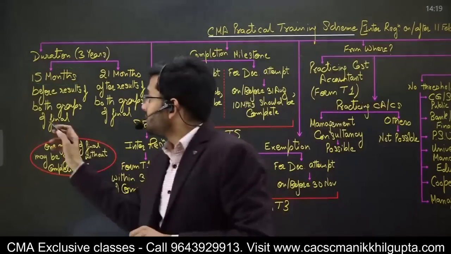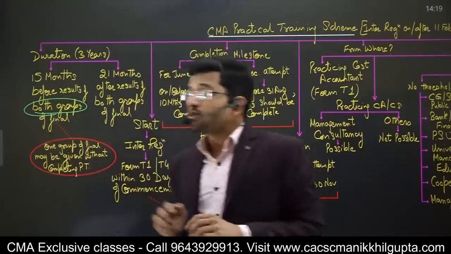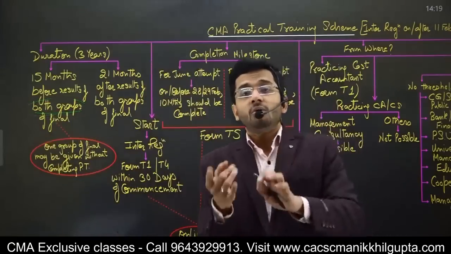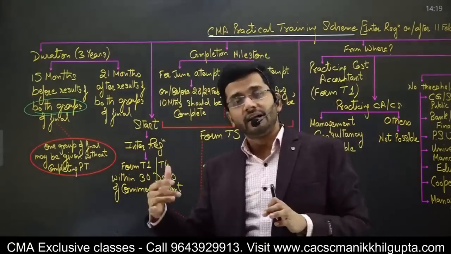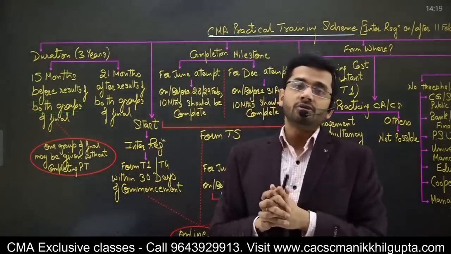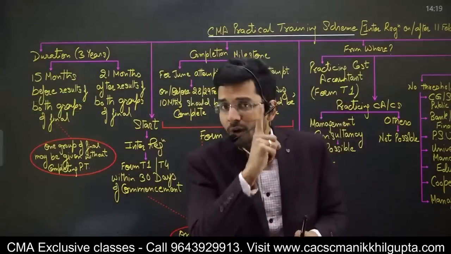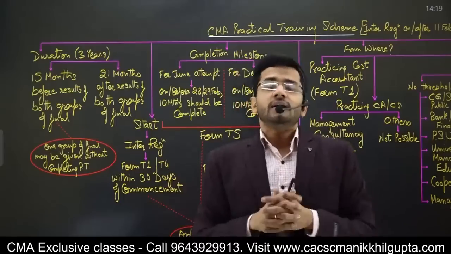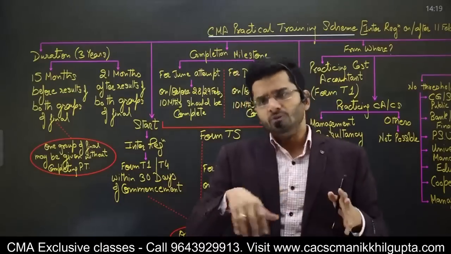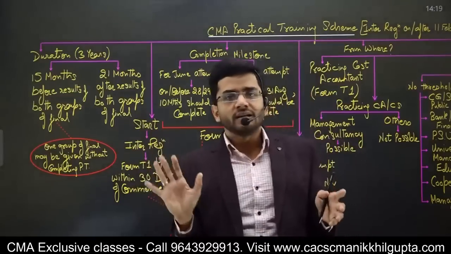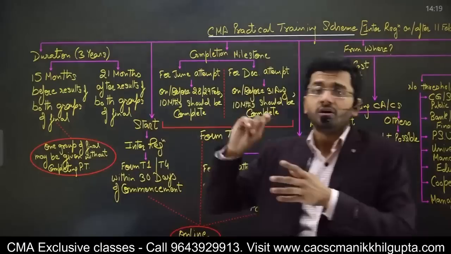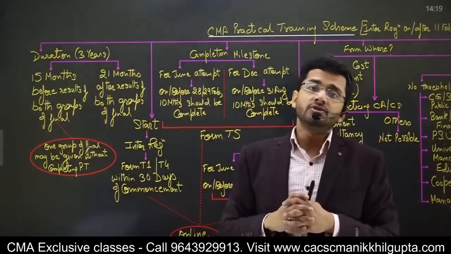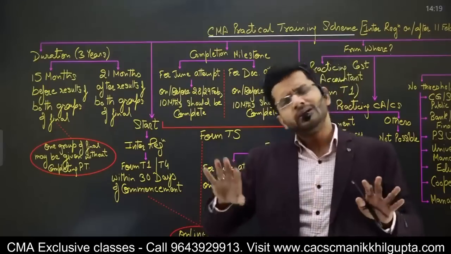So guys, one very important thing to be noted over here is that students who are giving both groups of final, only they are required to complete their training of 15 months before the results of final. If you are giving only one group of final, then you need not complete this training. I mean, you can undergo the training, you can simultaneously have the training in place, but you need not file some form in the Institute of Cost Accountants of India. You can do it at ease.